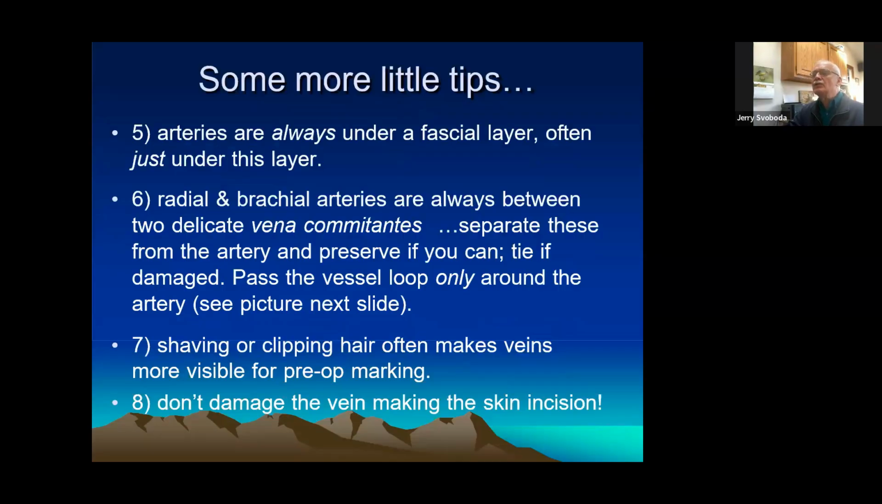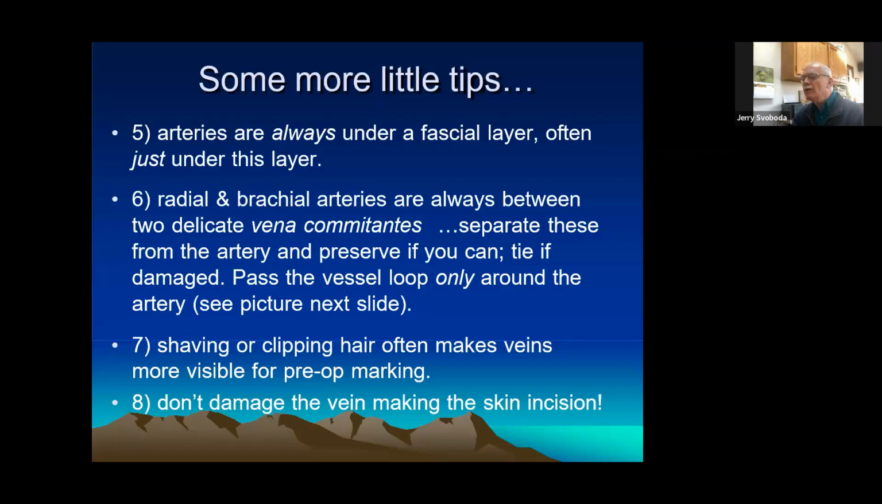Next slide. When you're dissecting and looking for the artery, always remember the artery is going to be deeper under a fascial layer. It's often sitting right under that fascia. The radial and brachial arteries are always accompanied by two delicate veins. I call these the three soldiers: vein, artery, vein. Separate the vein and artery and put the vessel loop around the artery only, if you can. If you injure the vena comitantes while you're doing the dissection, you can safely tie that vein.